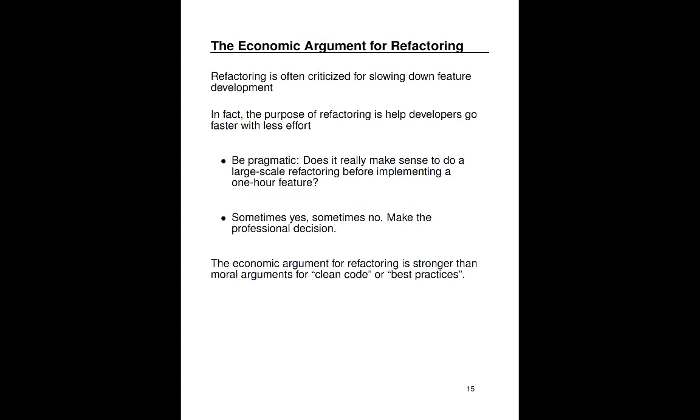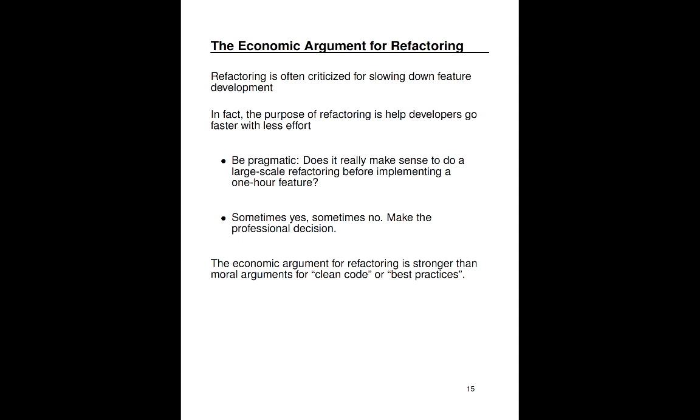Now, you might think, wait a second, what someone's paying me to do is to write code and solve a problem for someone. How do I justify writing anything but that code that solves the problem? Won't this just slow down feature development? Actually, it's quite the opposite. The purpose of refactoring, again, isn't to make beautiful code or the most perfect code. It's to help developers go faster, both in the present and in the future, and have them expend less effort because the code is easy to work with, because it's very well understood.